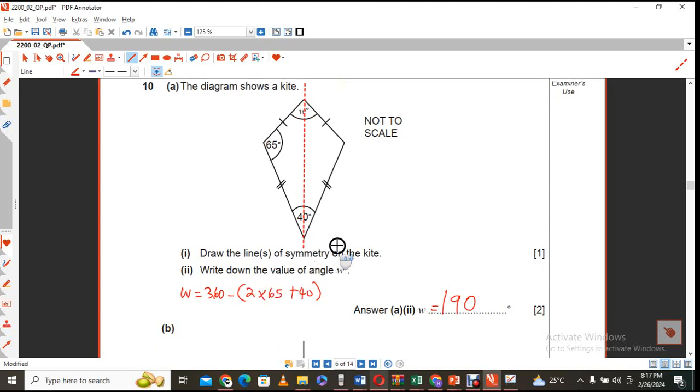Okay, right. So the diagram is not to scale, so it might not look to the naked eye like 190 degrees, but remember it is 190 degrees. It's an obtuse angle.